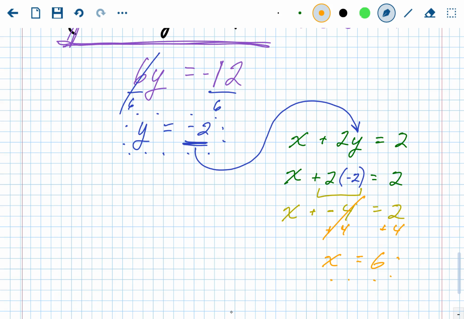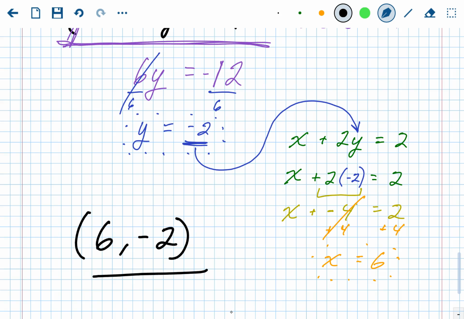So we got x, we got our y. We write it as an ordered pair, x comma y. Again, x goes first, even though we found it second. 6, negative 2 is the answer.